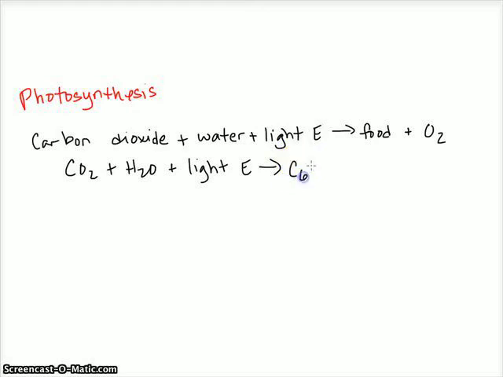Food in the form of glucose, C6H12O6. Glucose is a simple sugar, and oxygen. So we've got carbon dioxide, water, and food in the form of glucose, and then oxygen, which is released as a byproduct of photosynthesis.